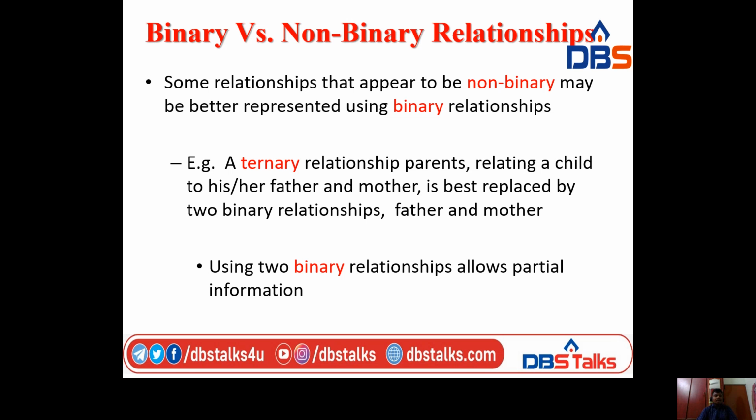Now here comes a ternary relationship. Parents relating a child to his or her father or mother is best replaced by two binary relationships, father and mother. Now we are taking one ternary relationship, and that is modeled based on the two binary relationships. Using two binary relationships allows partial information. If you are using two binary relations, some issue is there here also: it allows partial information.